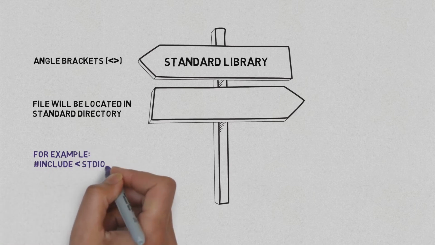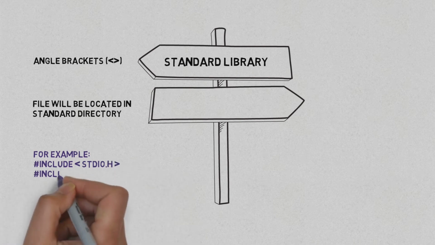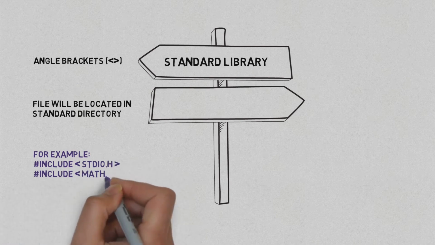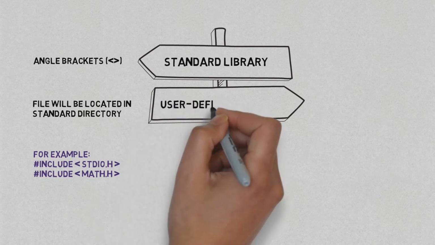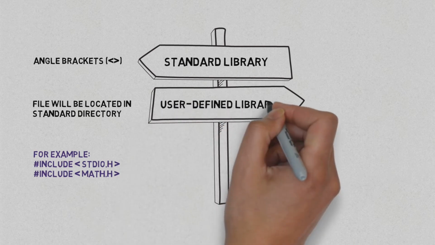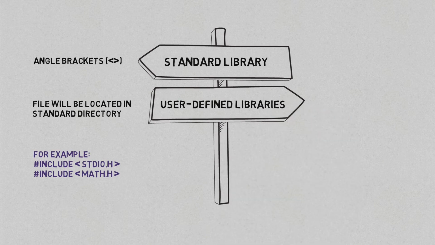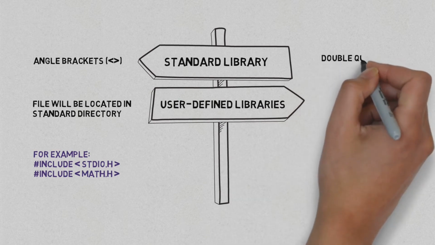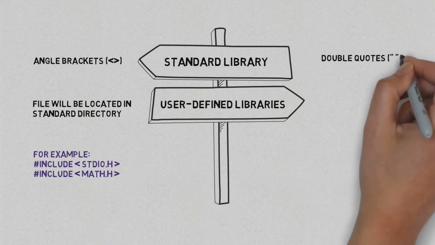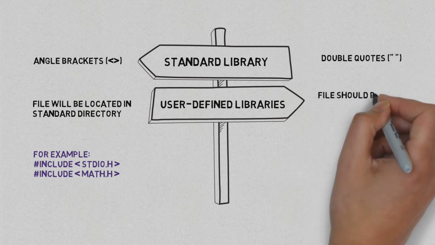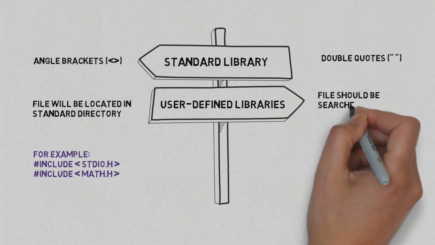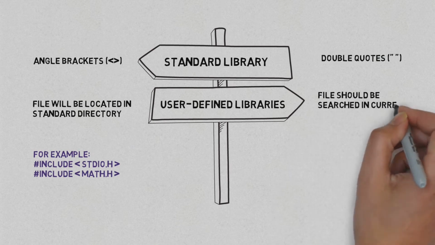The second one is user-defined libraries. The user-defined libraries are imported using double quotes. That indicates that GCC should try finding the library first in the current directory, where the C file is stored. It should try finding the header file in the same directory, and if it does not find it in the current directory, then it should go to the standard directory.